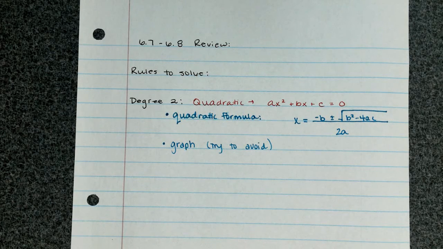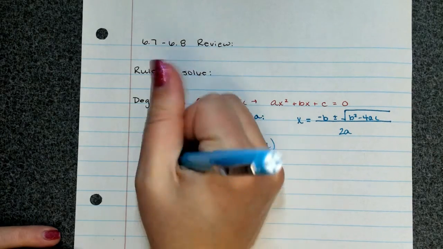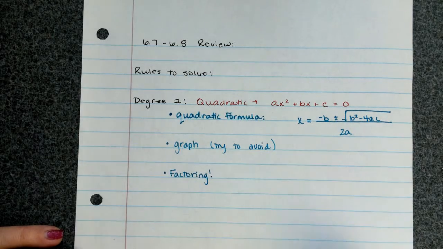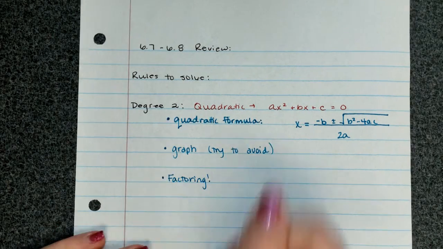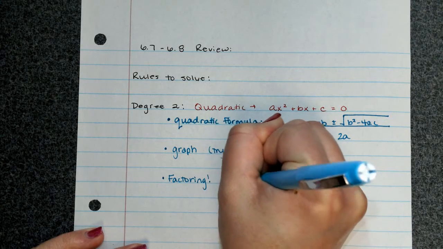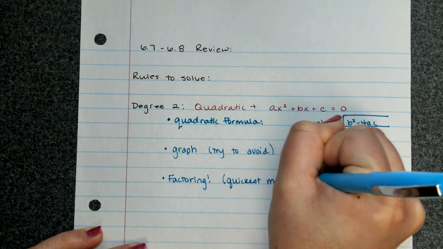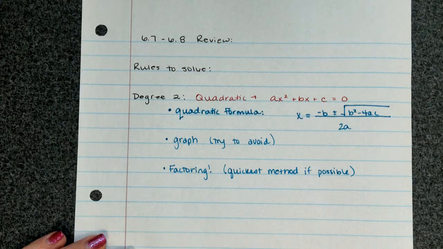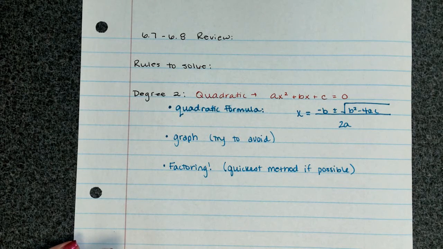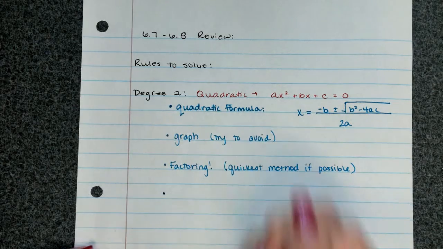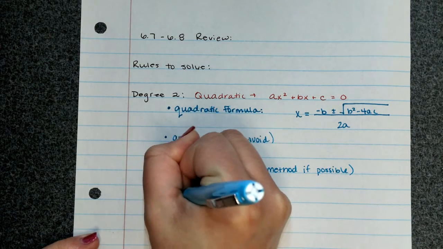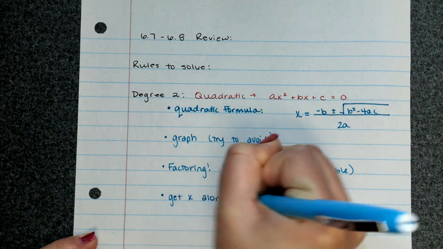Okay, what's another way we can solve a quadratic? Factoring. If it's factorable, go this route, because that's usually your quickest method, if possible. Okay, there's one more, and we often forget about it. Get x alone, or solve for x.